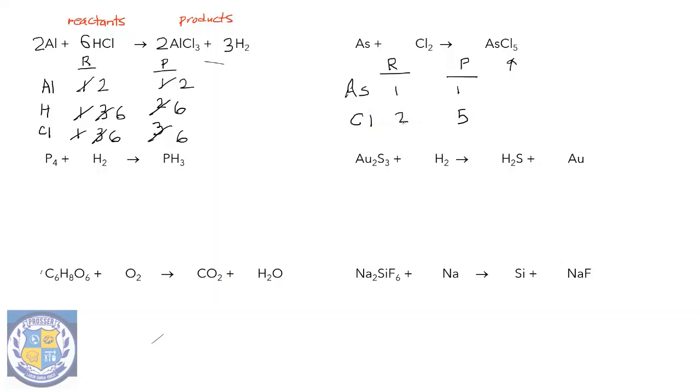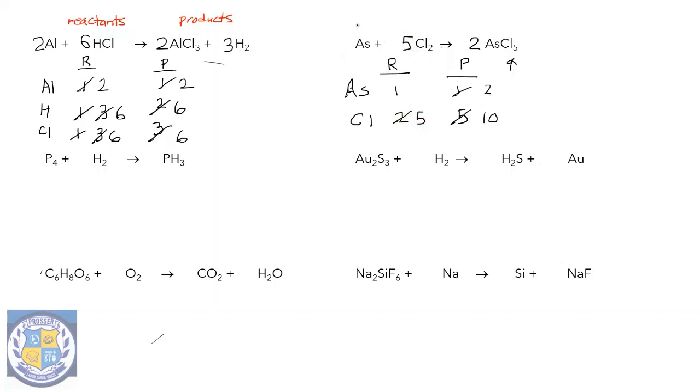What is the common multiple between 2 and 5? What's 2 times 5? That's the lowest common multiple, 10. So 5 times what equals 10? A 2. I changed the coefficient to a 2, and that makes that 5 a 10. It also makes this 1 a 2 for the arsenic. 2 times what equals 10? 5. So this 2 becomes a 5.